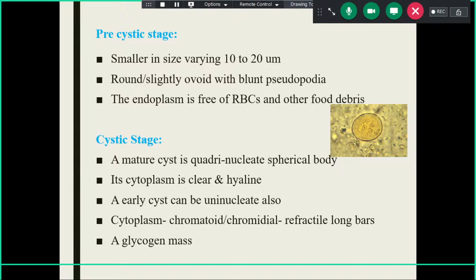And one more point here, it is mentioned that the early cyst can be uninucleate. Okay, a cyst goes through stages of maturation. If it is an immature cyst or early cyst, there you can see one uninucleate will divide into binucleate, and a mature cyst will have a quadrinucleate, 4 nuclei, right?